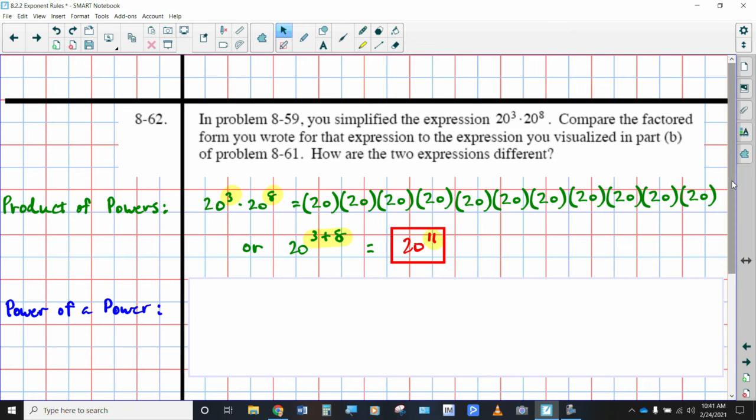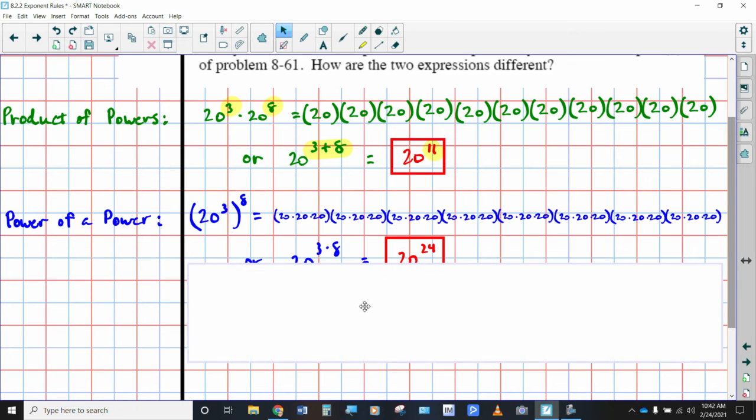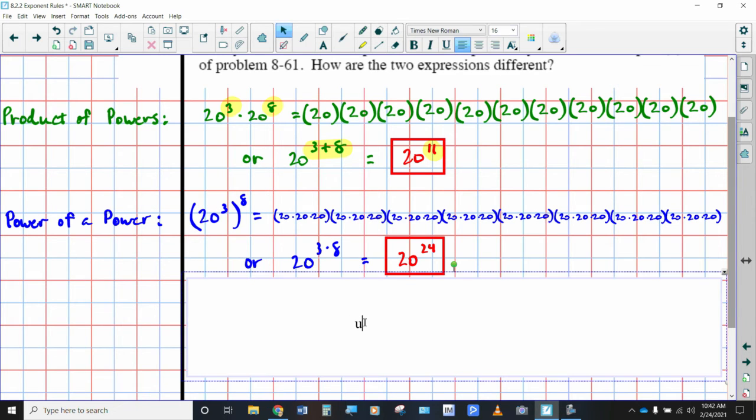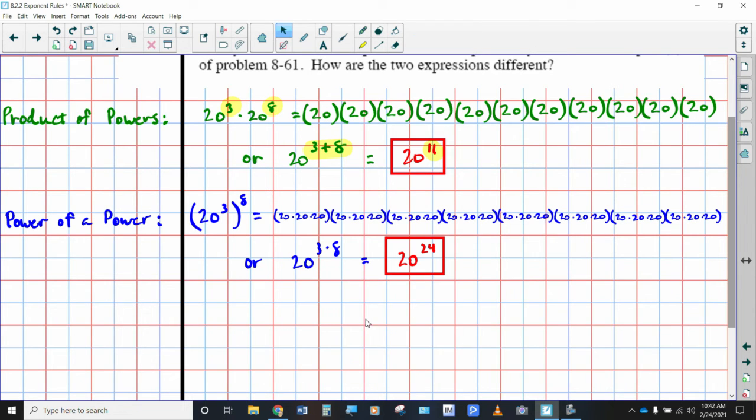Now when it's the power of a power property, did I have room to do this? Oh, there it is right there. 20 to the 3rd raised again to the 8th power. The shortcut is that we would just multiply those powers together.